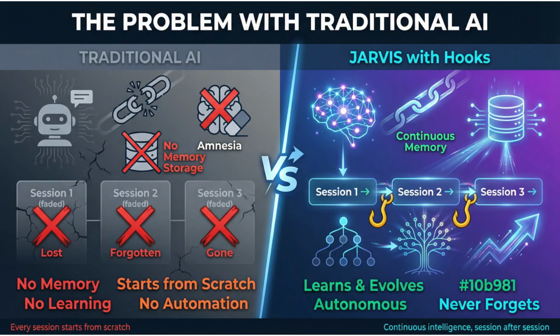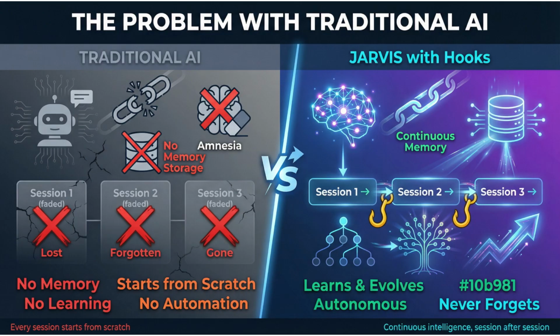Let us show you what happens when your AI can intercept, modify, and react to every single event in its own execution. Here's the problem we kept hitting. We would ask Claude to do something, it would do it perfectly, then nothing. No memory of what just happened, no learning, no automation. Every session started from scratch.